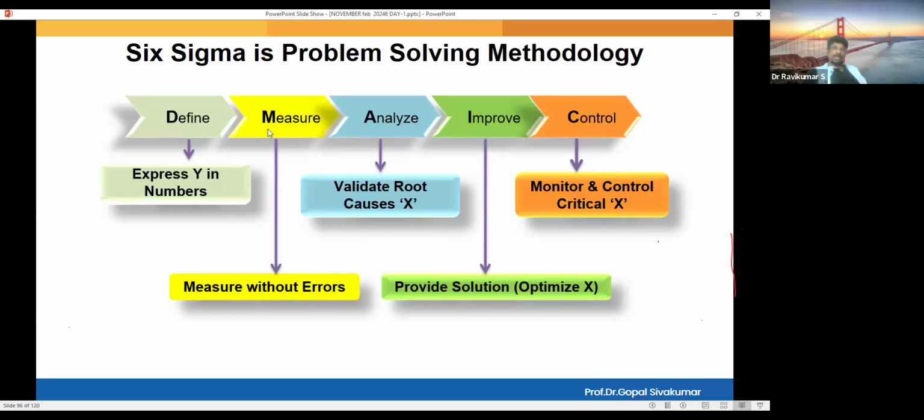So this is the entire Six Sigma problem solving methodology, the 5 phases. Guys, this DMAIC is for an existing or operational process, not for new product development or the product design stage. Okay, guys, do you get it? Yes or no?